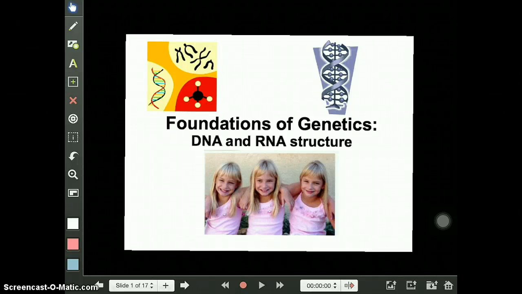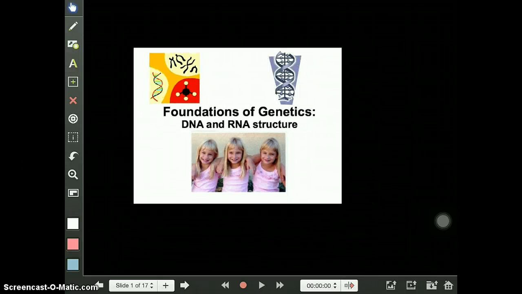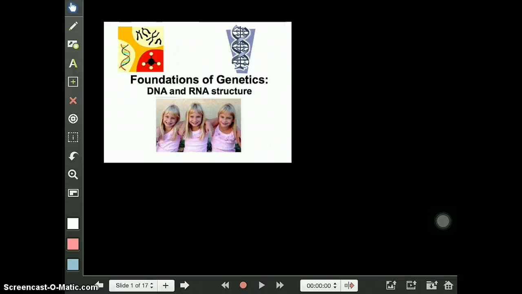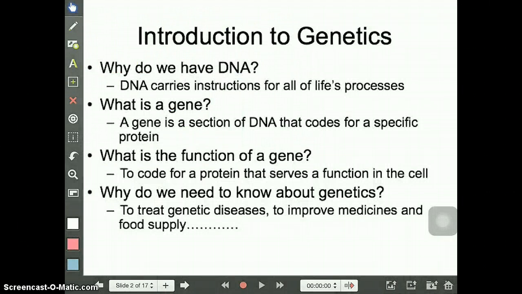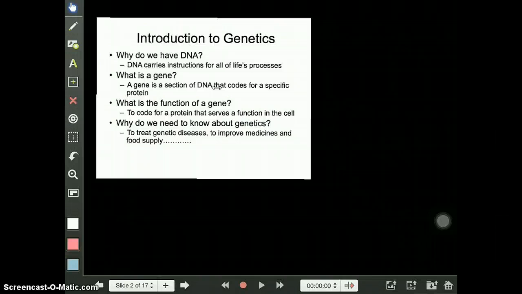We're going to get started looking at the basic structure of DNA and RNA in our notes today. We're going to take a look at what this foundation really is in between DNA and RNA, and we're going to start off with looking at some of the basic notes and why we need to know about it. DNA carries instructions for all life's purposes, and we're going to draw it out and see what it actually looks like.